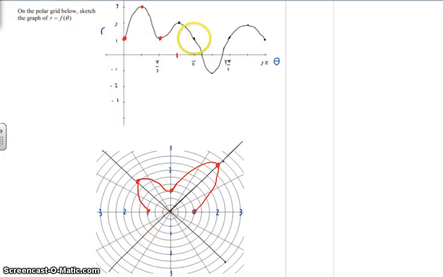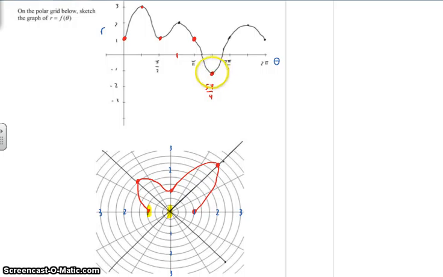Okay? And then now here's where it gets a little bit interesting. Between this point and this point is 5 pi over 4. That's theta, and r is -1. We're going to go through the pole. Okay? We're going to go through right here. Between here and the next point.